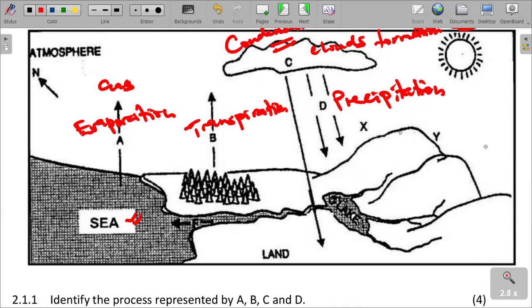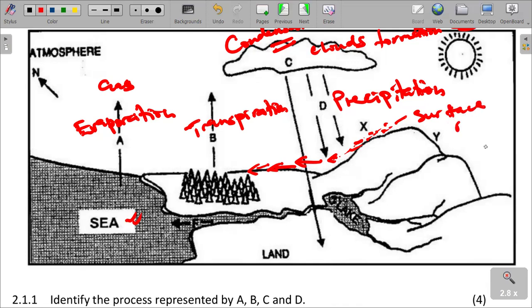And then we also need to understand that there is water that may flow on the ground and go into water bodies or water sources. Water running on top of the ground we call surface runoff.